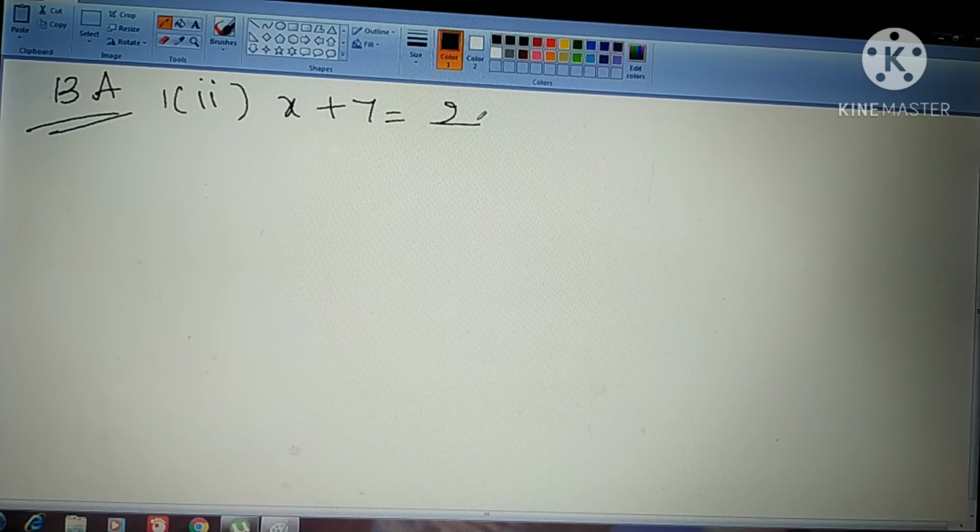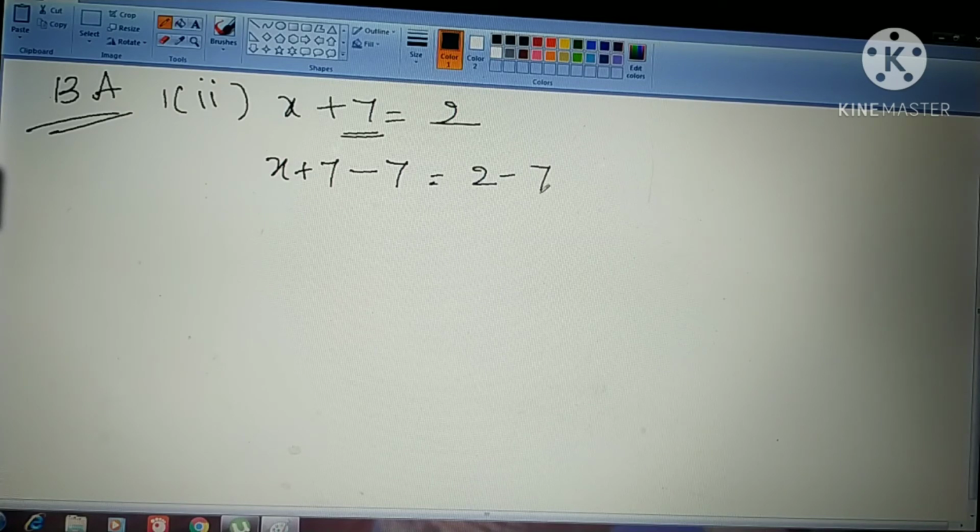This is the problem they have given: x plus 7 equal to 2. Now what we have to do? We have to eliminate this plus 7. So for that we have to subtract 7, and the same thing you have to do for the right hand side also. Okay, so what is the operation we have done here? Subtraction.